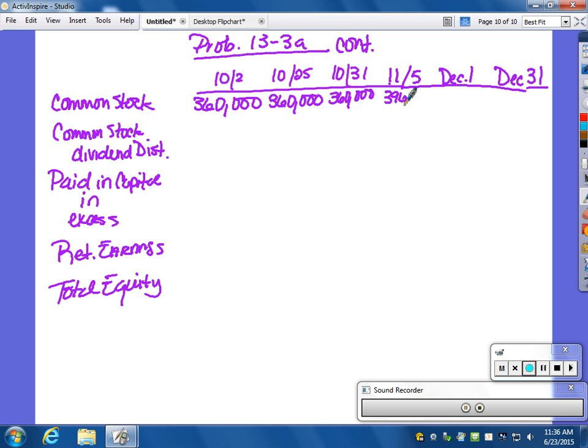396,000. What about December 1st? Nothing, so common stock was worth 396. What about December 31st? Same. So on October 31st, when it says paid in capital in excess of par value, that's not affecting the common stock account, no. It's affecting paid in capital in excess of par. That's a totally different account by itself.